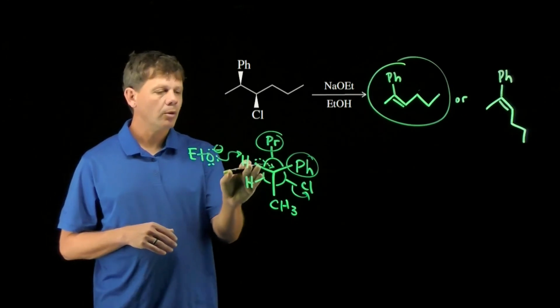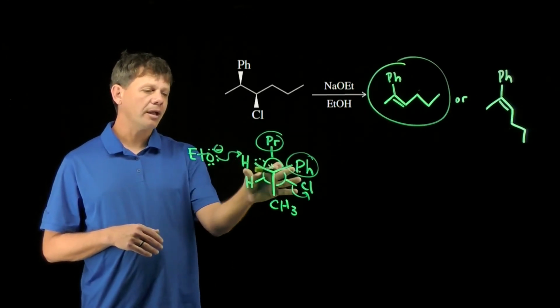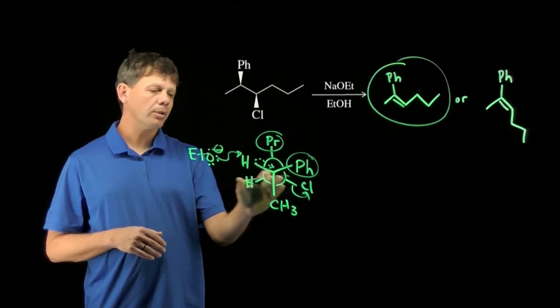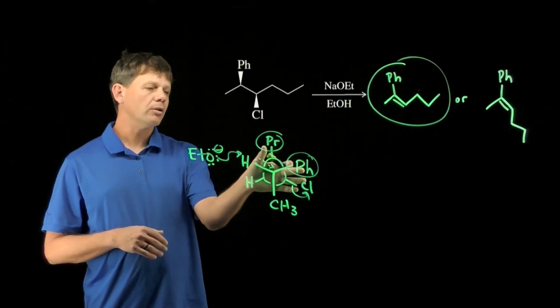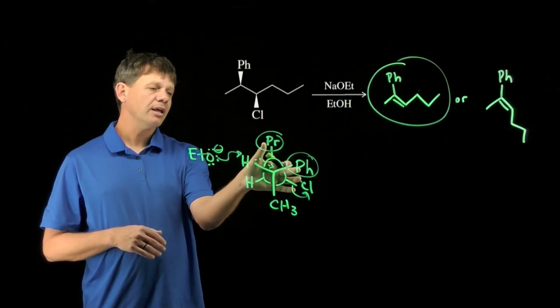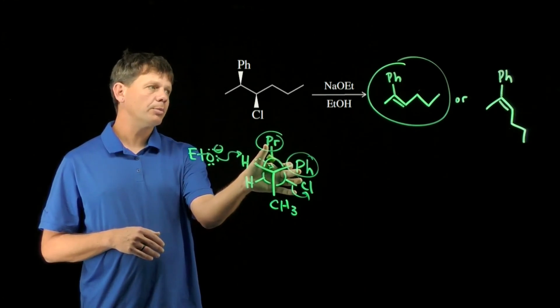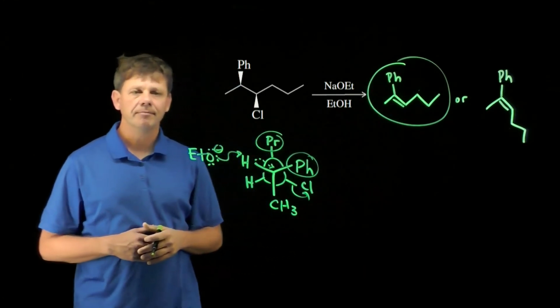Just to review, once we identify the conformation that gives the anti and coplanar proton and leaving group, we look at the substituents. If they're on the same side in that Newman projection, they'll be on the same side in the product.